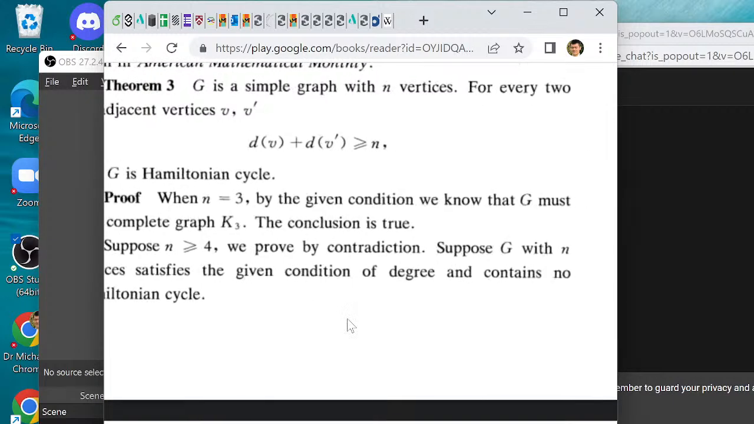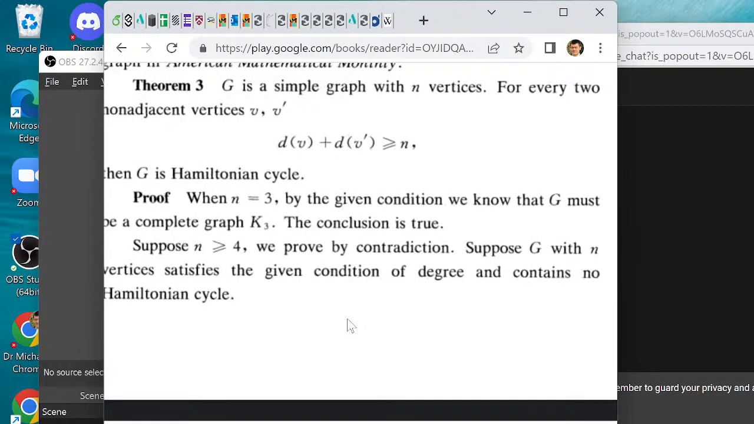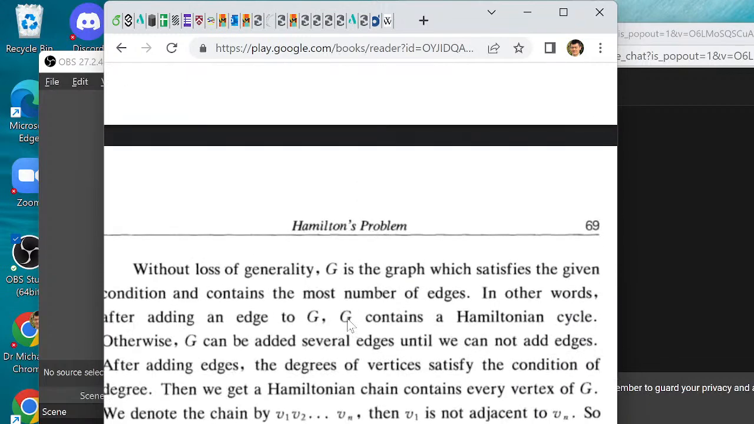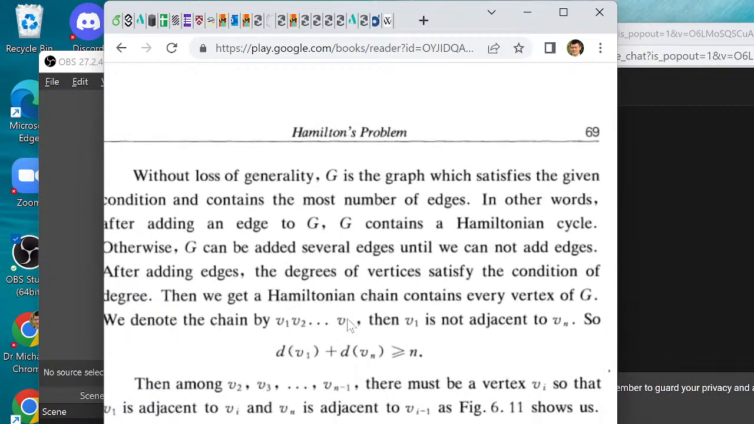Proof by contradiction. Suppose G with n vertices satisfies the condition and contains no Hamiltonian cycle. Well, let G be the graph which satisfies the given condition and has the most number of edges. So the graph with the most edges out of any graph that satisfies this condition.